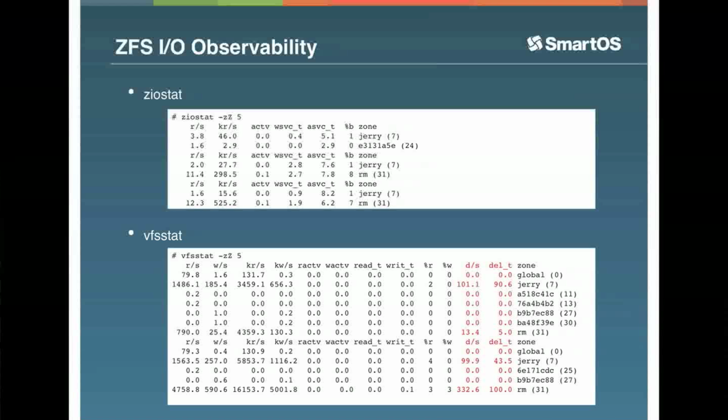The other tool is VFS Stat, which is looking at the VFS layer to see what's happening with the I/O. And I've highlighted in red over there the two columns that show you when the ZFS I/O throttle is actually kicking in. You can see here that this was on one of our build machines. You can see each zone there, how many delays per second we're hitting, and what the average delay time is that each zone is having when it's getting a delay.